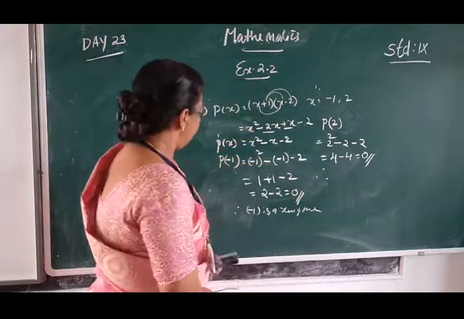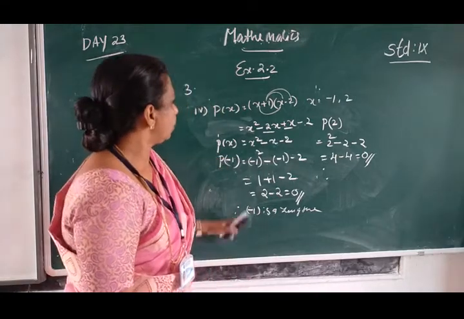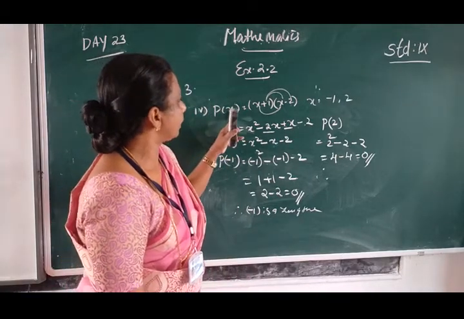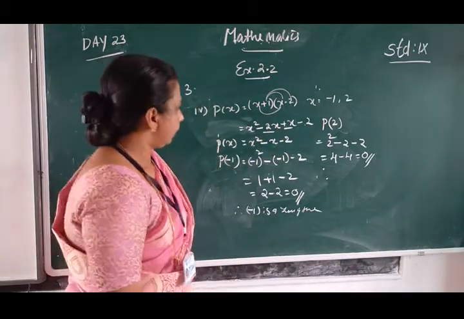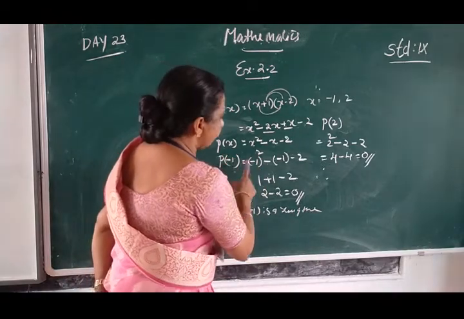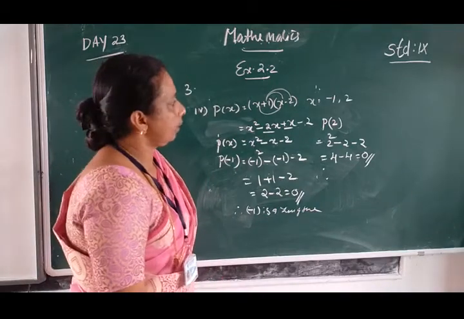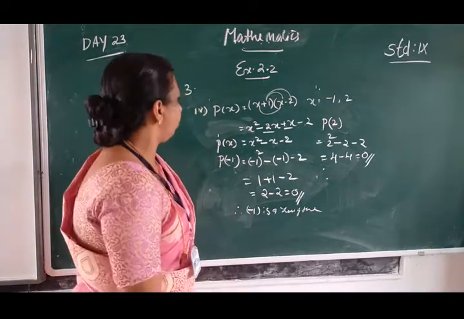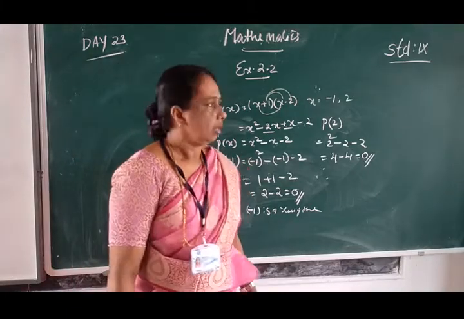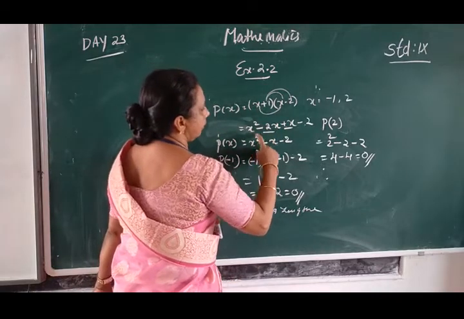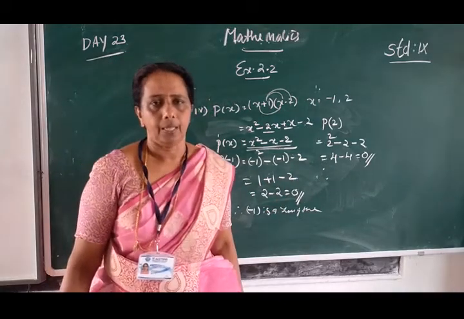Therefore, we can say that minus 1 and 2 both numbers are the zeros of the given polynomial p of x is equal to x plus 1 into x minus 2. Here p of minus 1 we get 0 and p of 2 also we get 0. So we can say that minus 1 and 2 are the zeros of the given polynomial. First we have to expand the bracket, simplify and write this way, then substitute the value. That is an easy way. Okay.